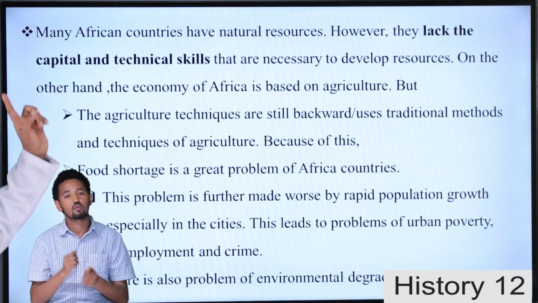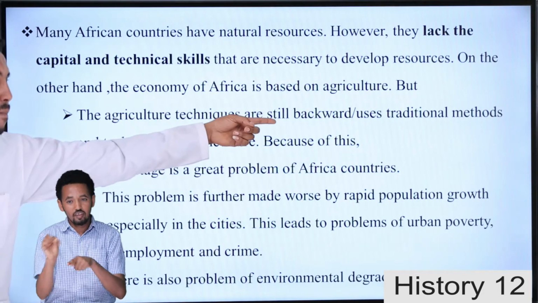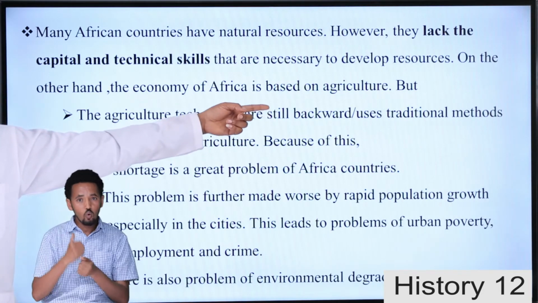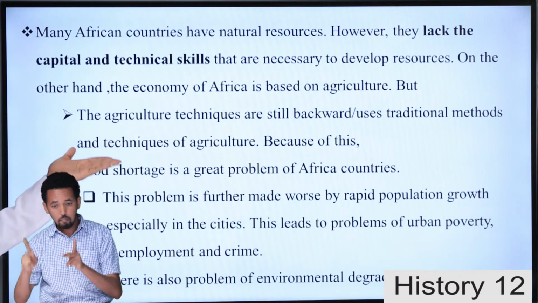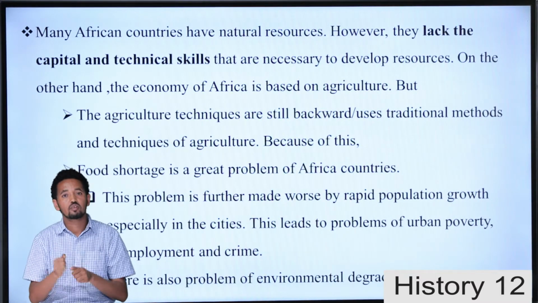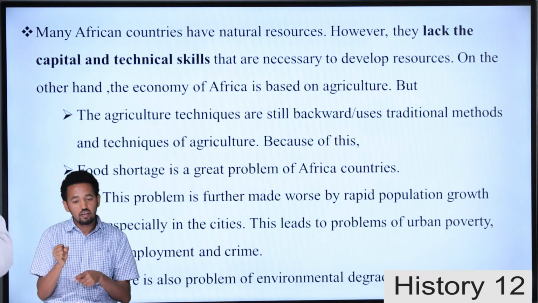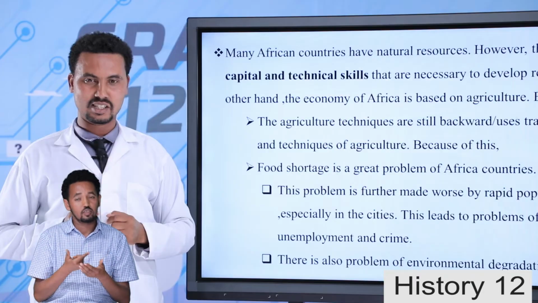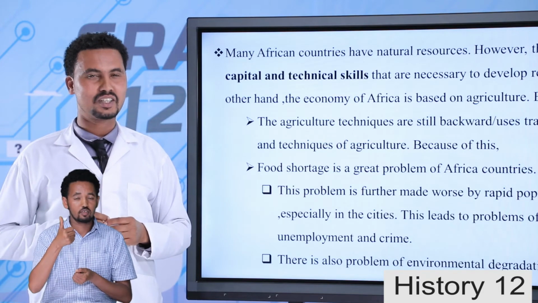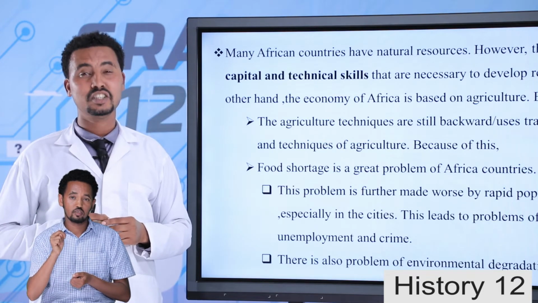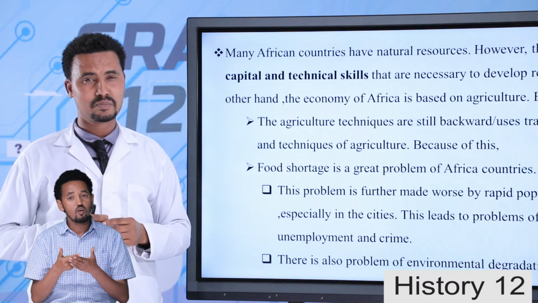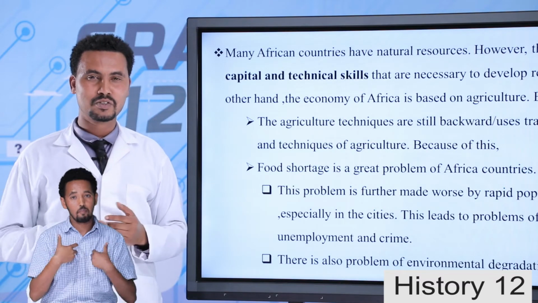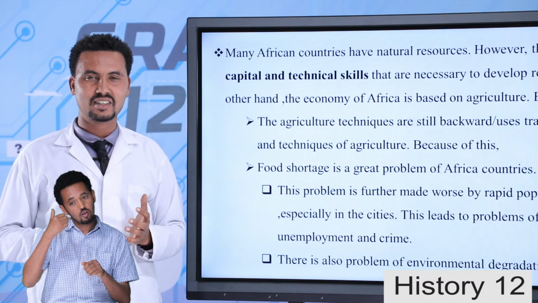But the agriculture techniques are still backward. The African people use traditional methods and techniques of agriculture. When you see Ethiopia, starting from the Aksumite civilization until nowadays, Ethiopian farmers use the force of animals. It is the indicator of backward technique.